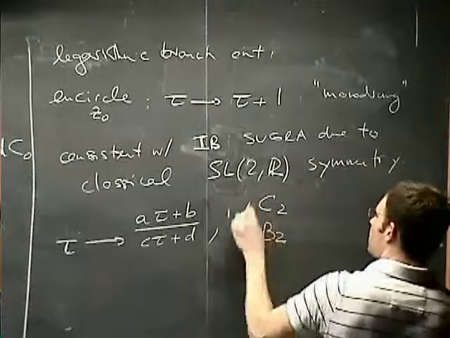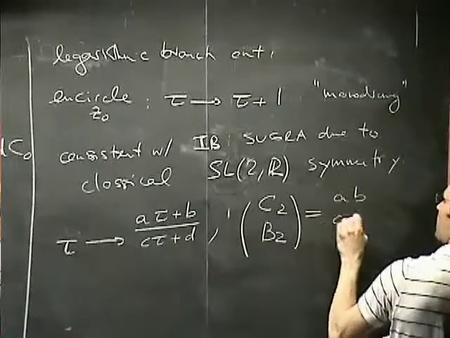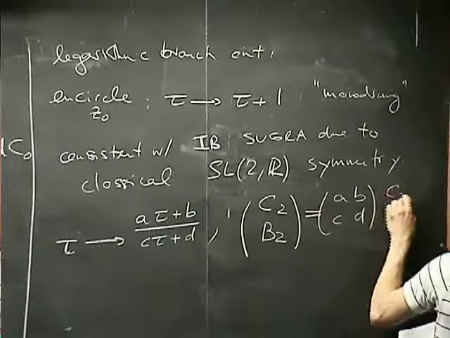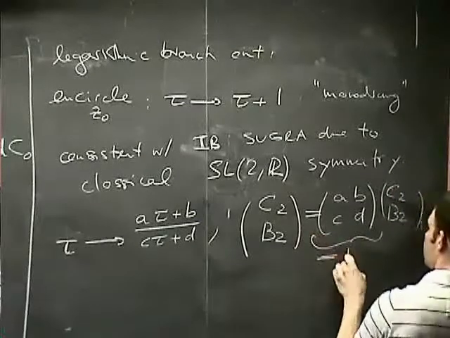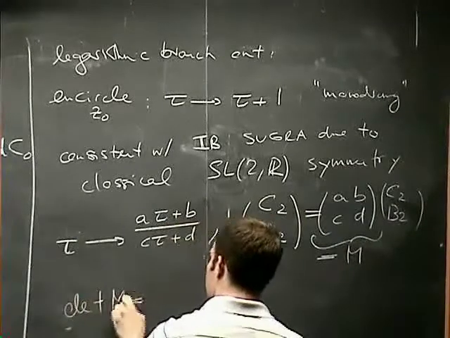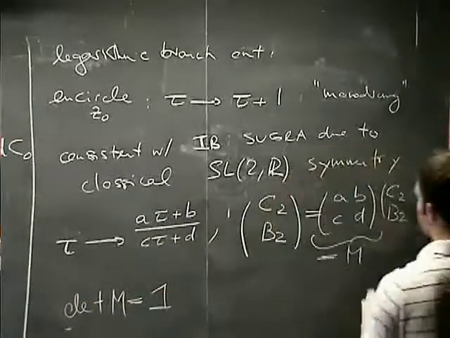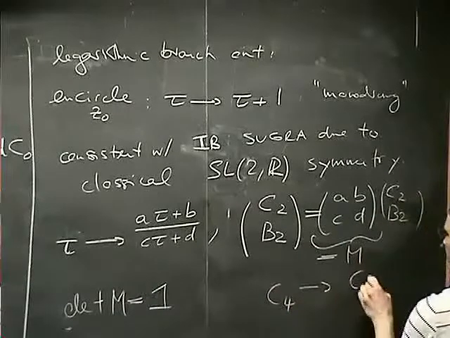And the two fields are related by a matrix M with entries A, B, C, D, where the determinant of M has to be 1. So non-zero, and then can be rescaled, and the 4 form goes to itself.